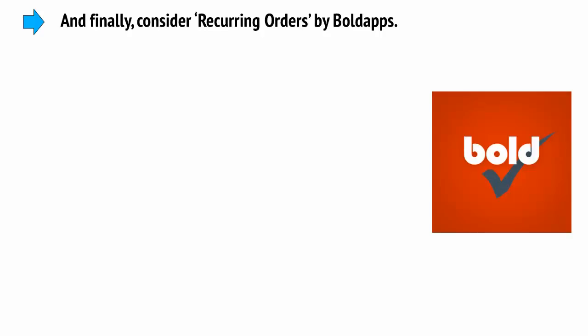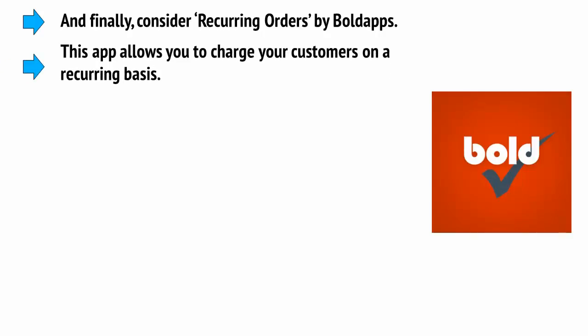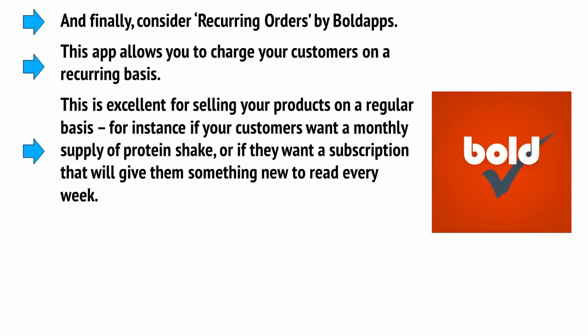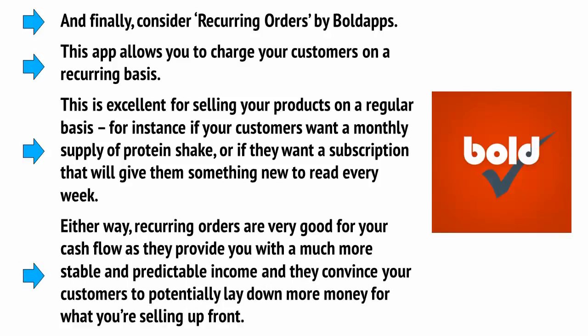And finally, consider recurring orders by Bold apps. This app allows you to charge your customers on a recurring basis. This is excellent for selling your products on a regular basis. For instance, if your customers want a monthly supply of protein shake, or if they want a subscription that will give them something new to read every week. Either way, recurring orders are very good for your cash flow, as they can provide you with a much more stable and predictable income, and they convince your customers to potentially lay down more money for what you're selling up front.